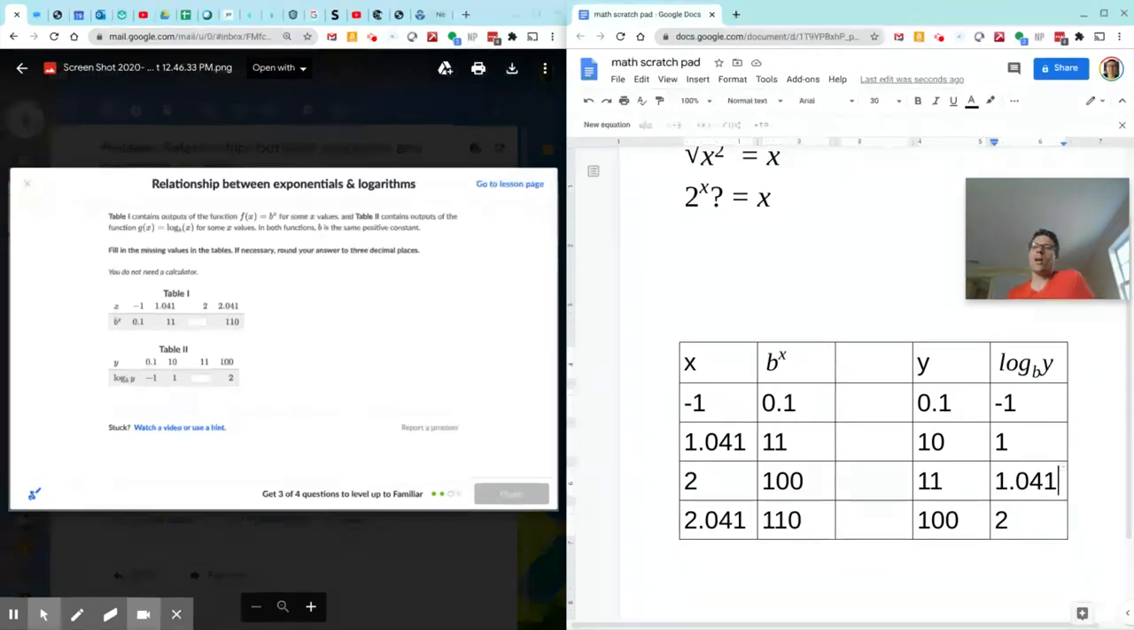The log base b is the opposite of putting something above a base b in exponential.